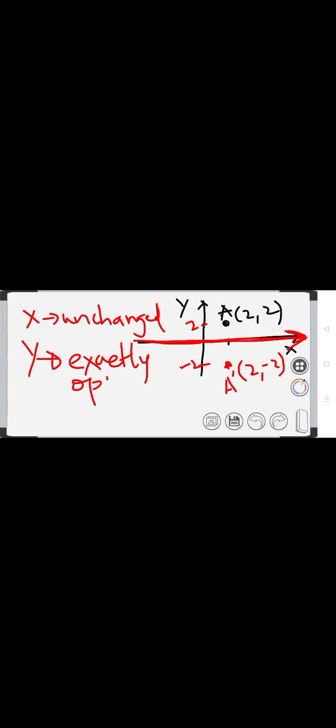So for a given point A, this is the point A dash. If you perform a reflection about x-axis, the x coordinate is unchanged, because you are performing a reflection about x-axis. But the y coordinate is exactly opposite of it. Initially the y coordinate is positive 2, now it is negative 2, that's it.